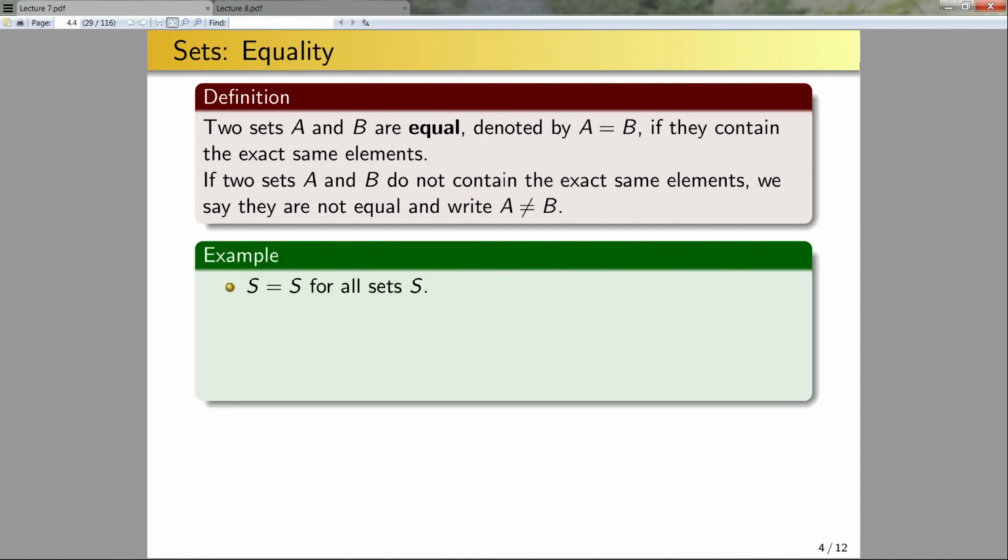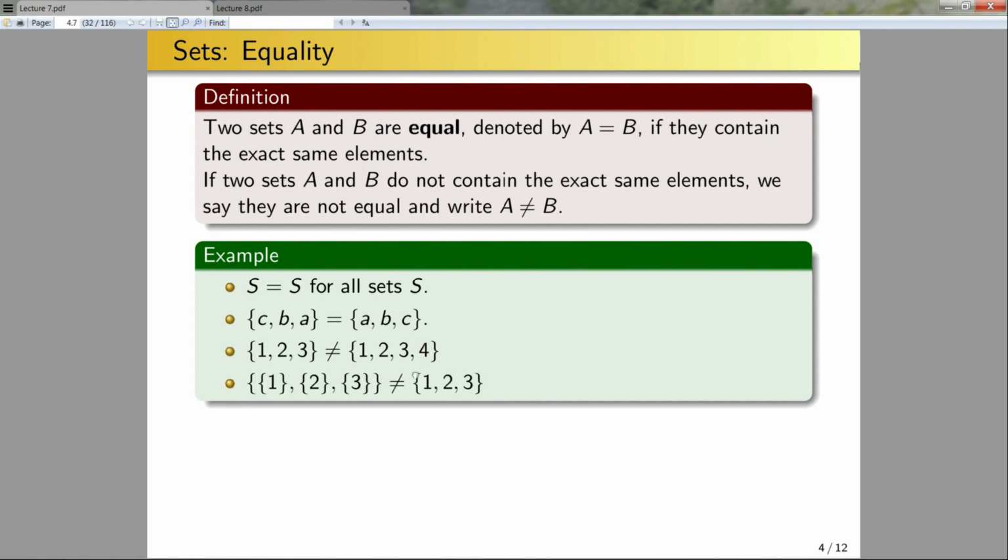So now let's go through some examples. S is equal to S for all sets S. Well, that's going to be true pretty trivially. Further, the set {c, a, b} is equal to the set {a, b, c} because all I did was rearrange the order of the elements. But the set {1, 2, 3} is not equal to the set containing 1, 2, 3, and 4 because the set on the right-hand side contains 4, but the set on the left-hand side does not. And then another example, the set containing the set {1}, the set {2}, and the set {3} is not equal to the set containing the elements 1, 2, and 3. This is simply because 1 is not the set {1}. Those are two distinct objects.